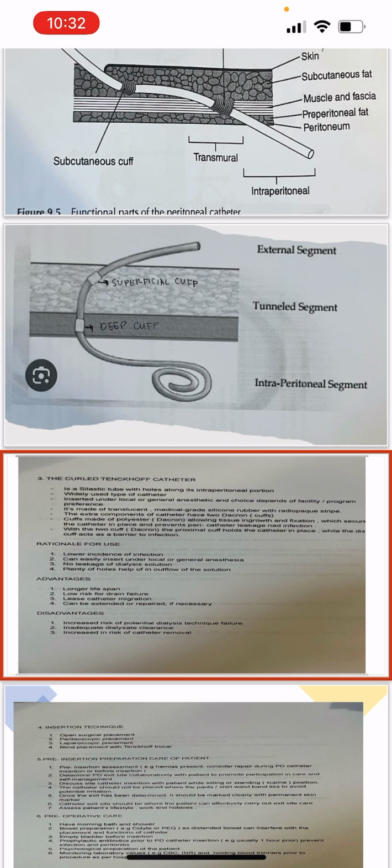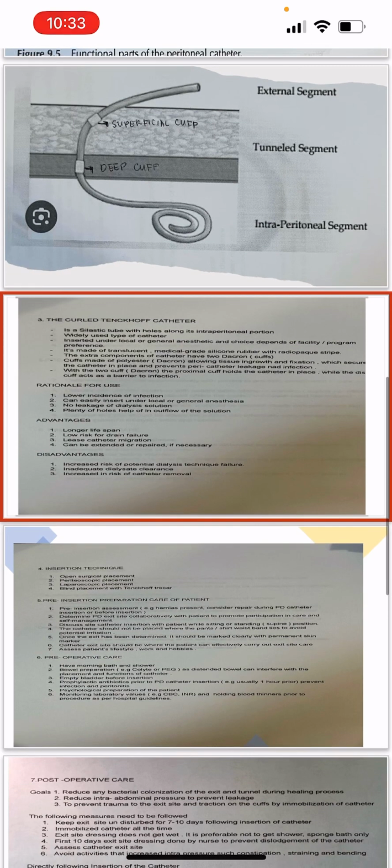a barrier to infection. Rationale for use: lower incidence of infection, can easily be inserted under local or general anesthesia, no leakage of dialysis solution, and plenty of holes help the inflow and outflow of the solution. Advantages of using it are longer lifespan, low risk of drain failure, less catheter migration, and it can be extended or repaired if necessary. Disadvantages are the increased risk of potential dialysis technique failure, inadequate dialysis clearance, and increased risk of catheter removal.